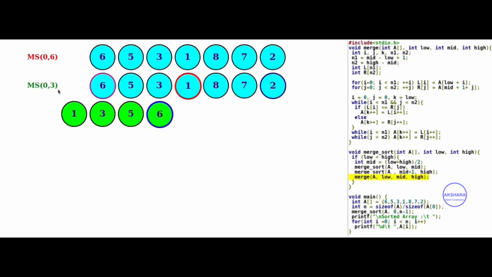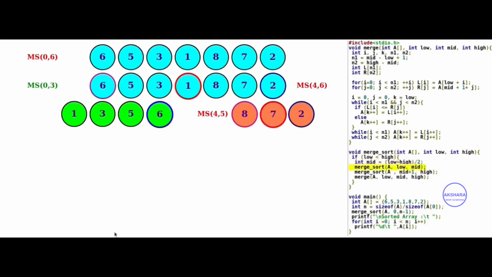Here only merge sort of 0, 3 is completed. Merge sort will be called on the right subarray from index 4 to 6. Merge sort of 4, 6 will be called. See here, lower index 4 and higher index 6, since low less than high, this condition is satisfied. Mid will be calculated. Now mid will be at index 5.